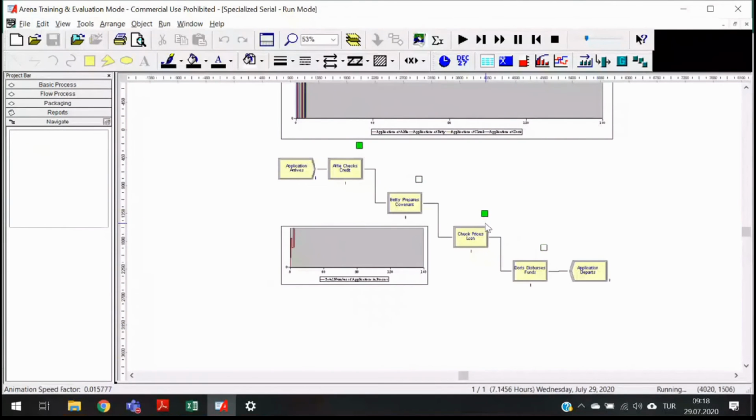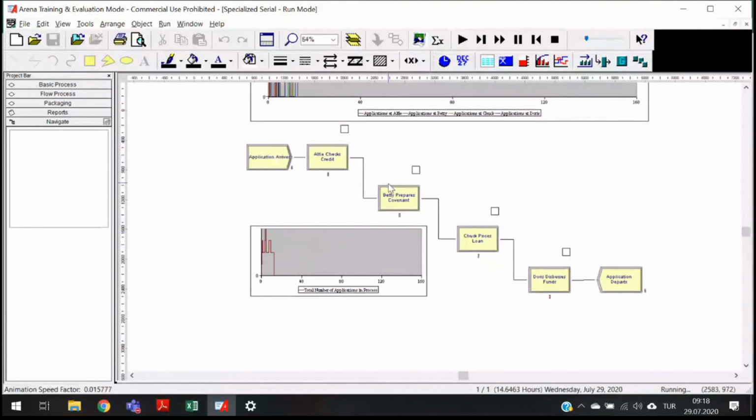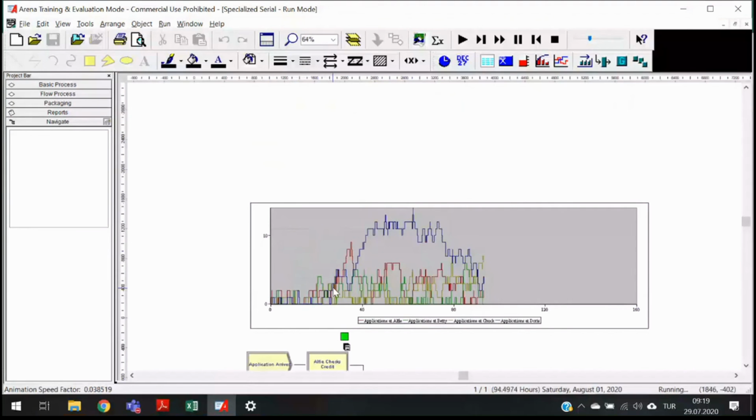So you see, whenever a resource is busy, the light turns green. Whenever a process is busy, it is green; at other times they are idle. If the light is white, they are idle. The total number of applications in the process has increased to 22 or 21 here, as you see, the maximum number of applications is observed here. So these are the statistics that we have collected. The total number of applications in the system has a plot diagram like this in the simulation, and the applications in each process respectively are plotted here at Alfie, Betty, Chuck, and Doris.